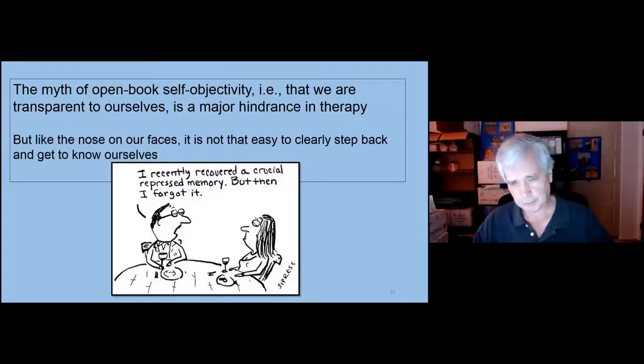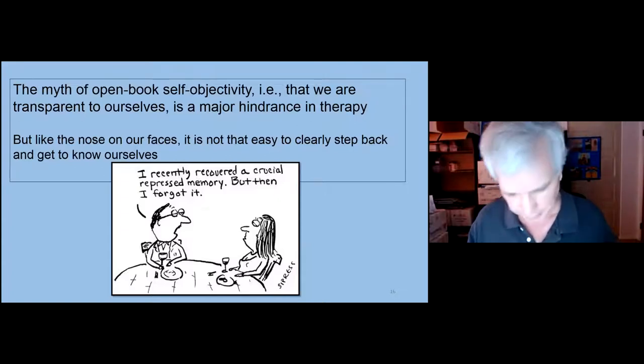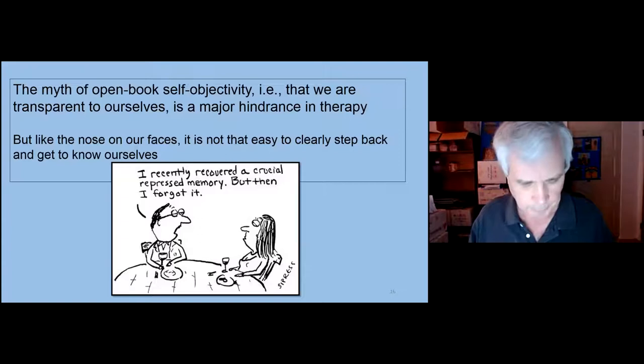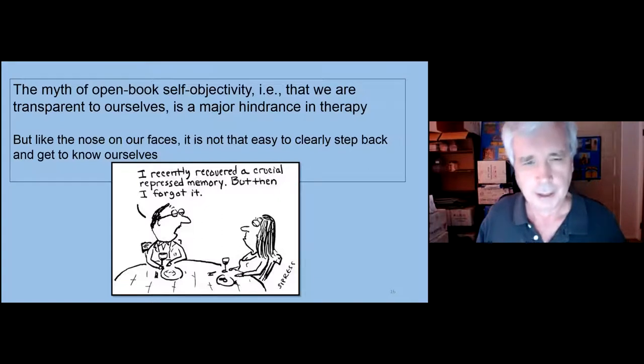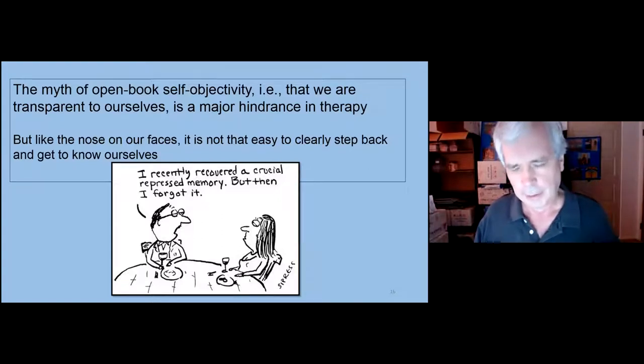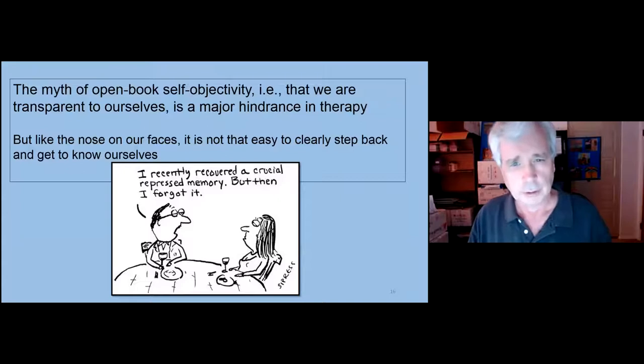So related to this present discussion is this myth, I think, that some of us have. I think some researchers prefer looking at a person as a being who is transparent to themselves, this sort of what we can call open book self-objectivity. But that's a myth. And in fact, that's why we have therapy. And this myth, for some of us, not all of us, but for some of us, is of course a major obstacle to getting therapy, or when we have entered therapy.